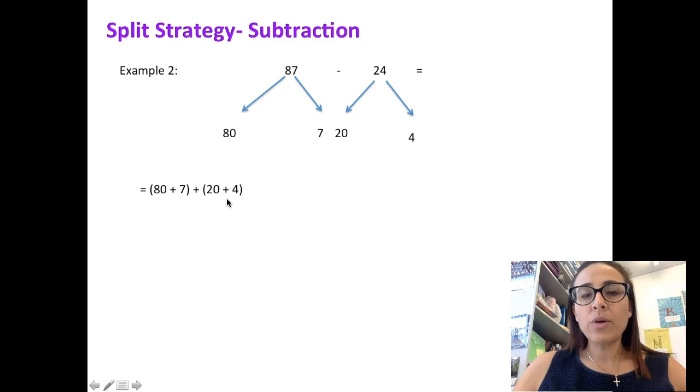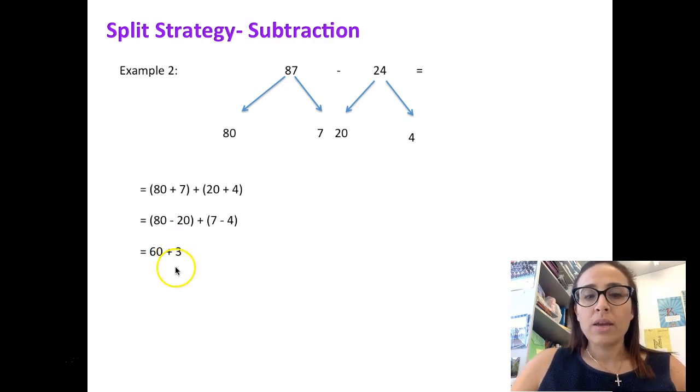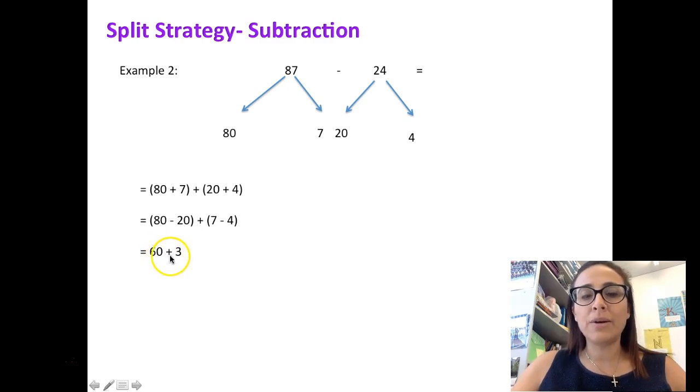Now let's reorganize this so we can subtract the tens from the tens and subtract the units from the units. 80 minus 20 and 7 minus 4. 80 minus 20 is 60 and 7 minus 4 is 3. Like in the previous example, we need to now combine this number together. That's why there is an addition sign here. So 60 plus 3 equals 63.